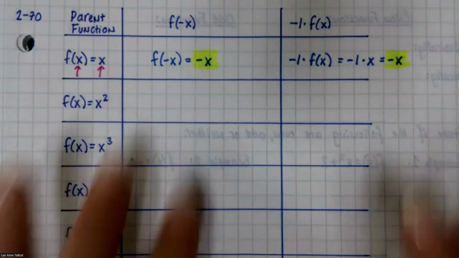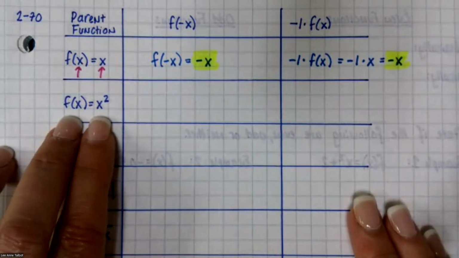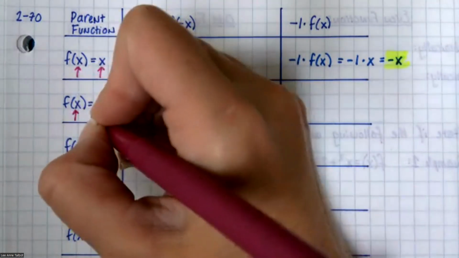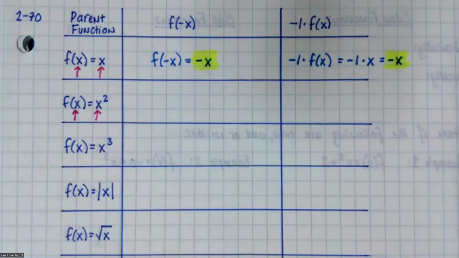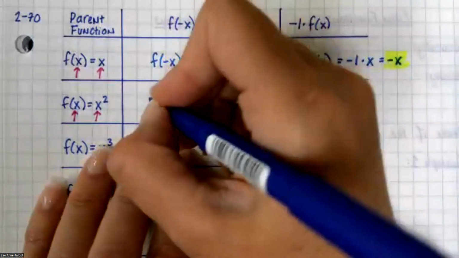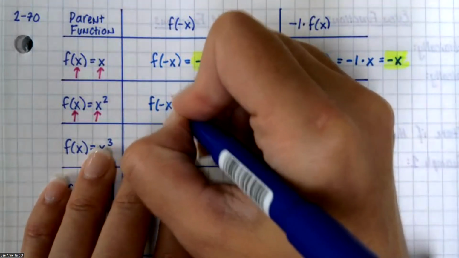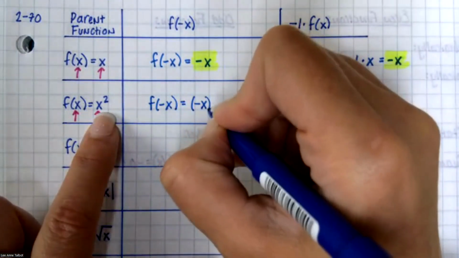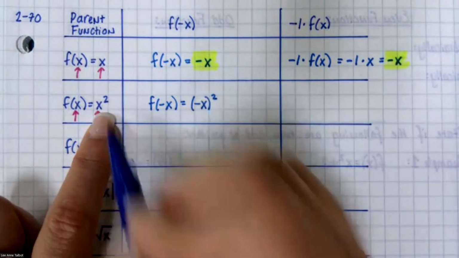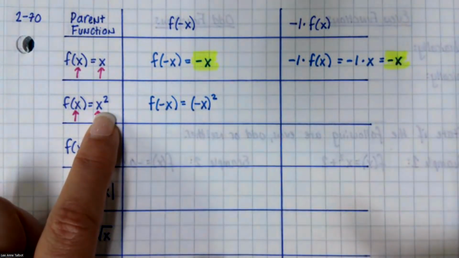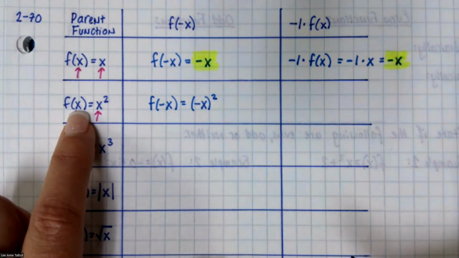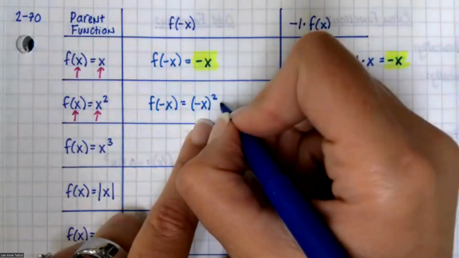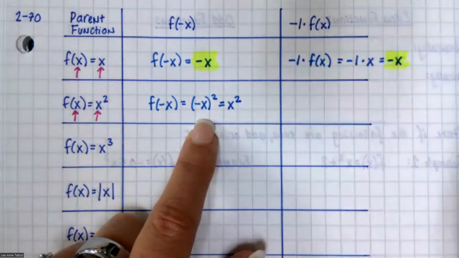Okay, and you can see these are going to go kind of quick. So on this one, I'm going to change this to a negative x and this to a negative x in the first box. So f of negative x. So I put negative x there. And then on this side, I'm going to put the negative x in parentheses. So that became negative x. That became negative x. What's a negative times a negative? Positive. Great.